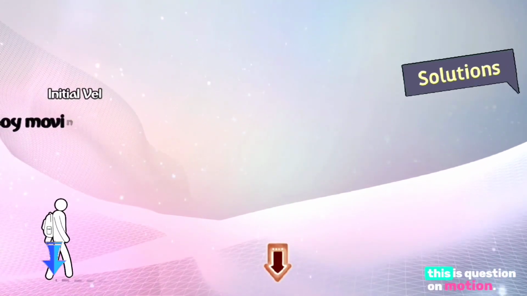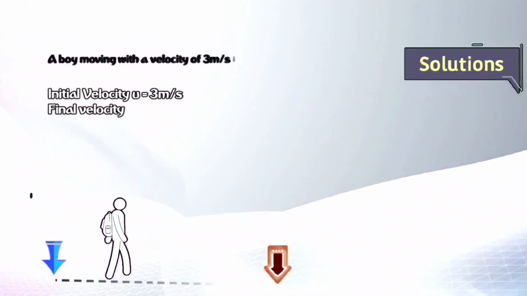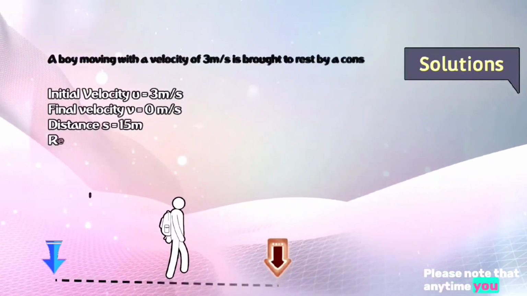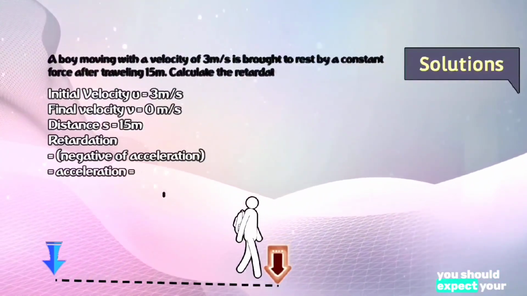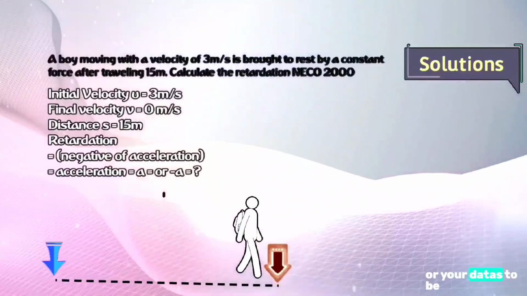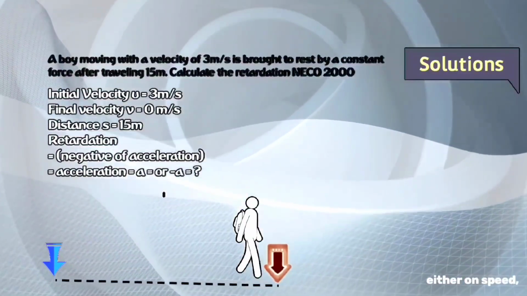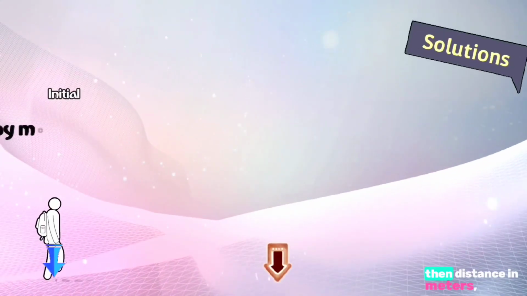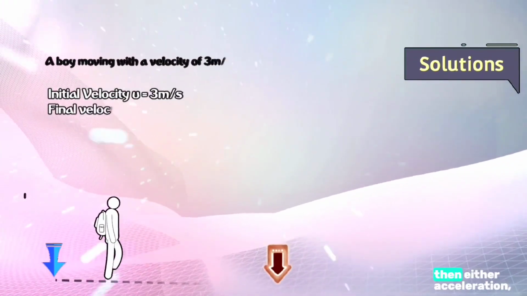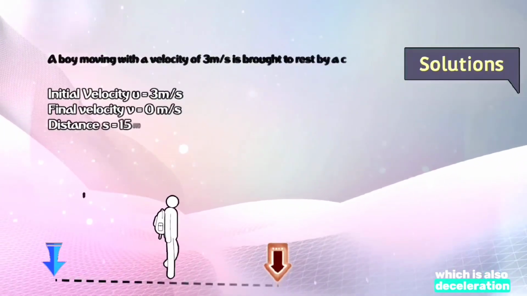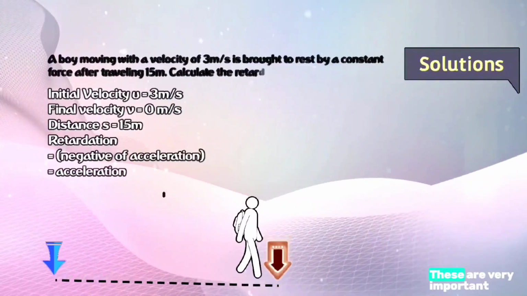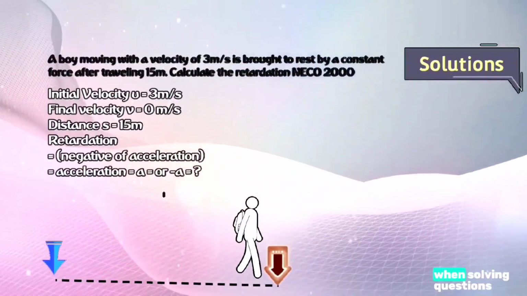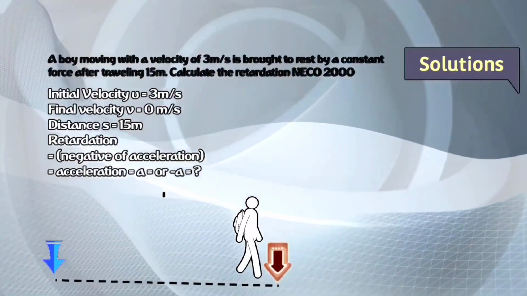From our screen, this is a question on motion. Please note that anytime you have questions regarding motion in physics, you should expect your parameters or your data to be either speed, which is velocity, then distance in meters, then either acceleration, which is also deceleration when it is negative, and then your time.